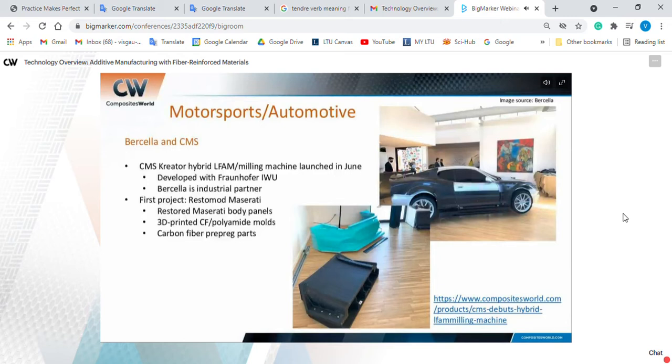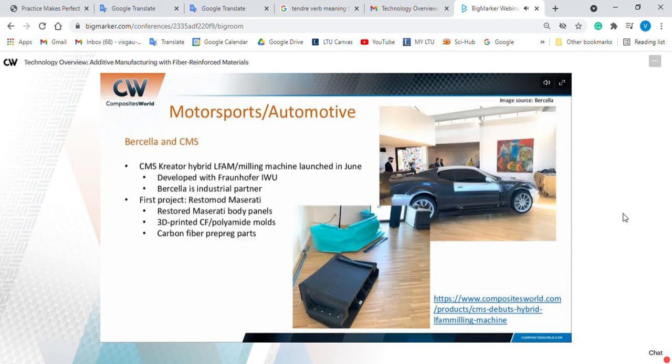One other quick example was Burchella. So it's a fabricator in Italy. They work with motorsports and also aerospace components in other areas. So over the past 4 years, Burchella worked with CMS, which is an Italian multi-axis machining specialist, to prove out industry cases for CMS Creator, which is a new hybrid machining center that CMS released earlier this summer, combining 3D printing with milling and other machining operations, specifically discontinuous fiber extrusion. So the first use of the machine center has been with Burchella.